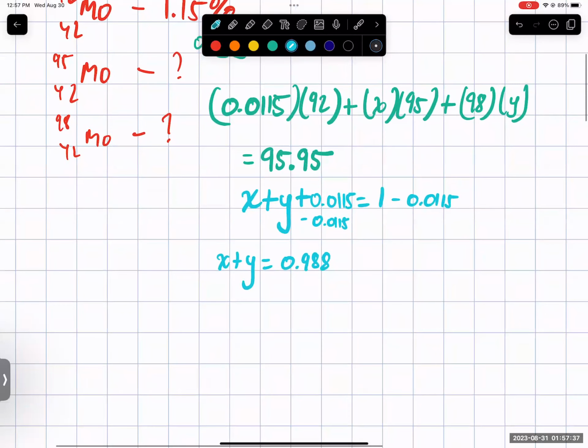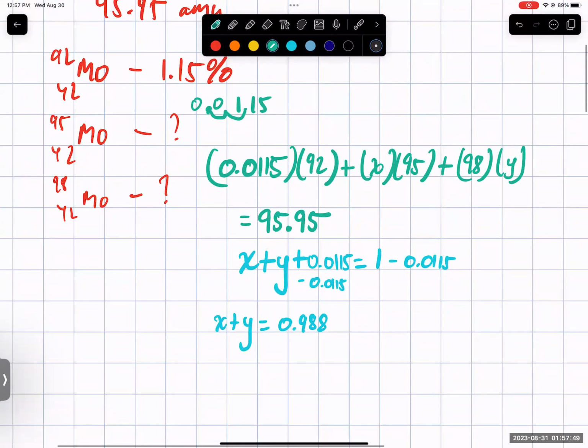Now let's clean up the one in green. So we need to get the variables on one side again. So we have 0.0115 times 92. So when we multiply that out, what do we get?